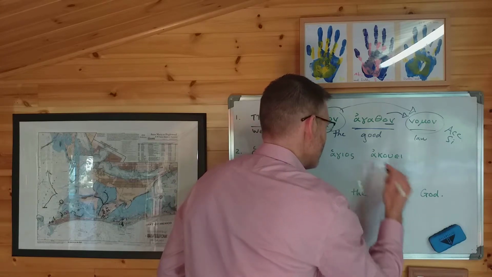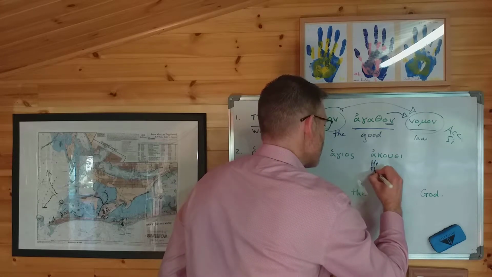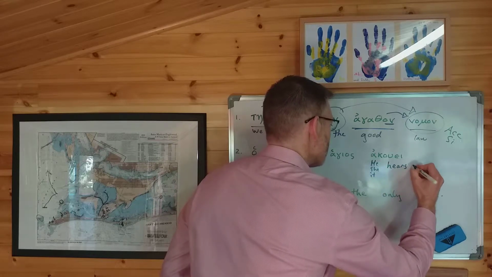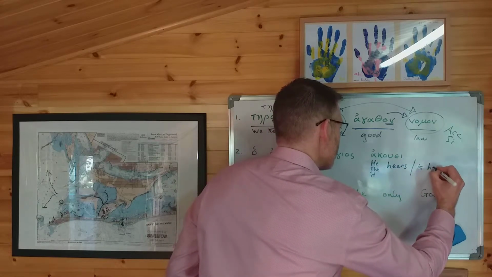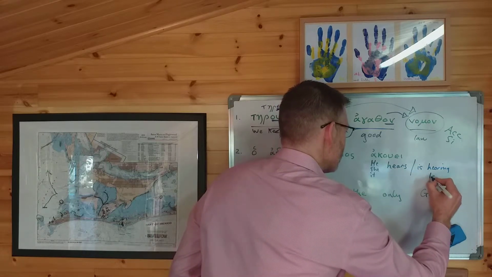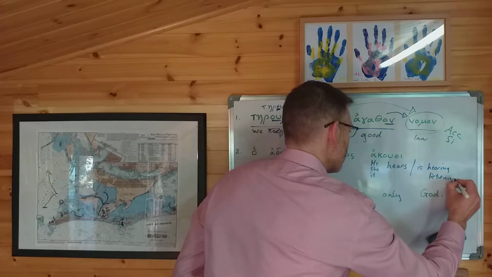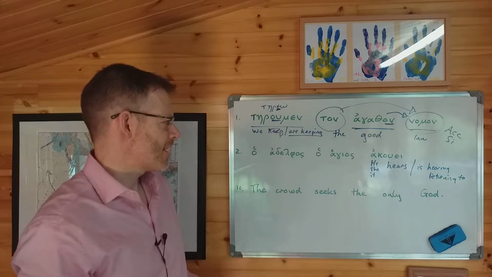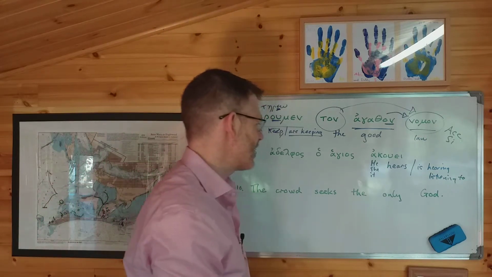So akouo, akoueis, akouei, 1, 2, 3, third person singular, which is he, she, or it hears. There we are. He, she, it hears, or possibly is hearing, or is listening to. Depends on the context. We'll come to that in a second. So he, she, or it hears or is listening to.